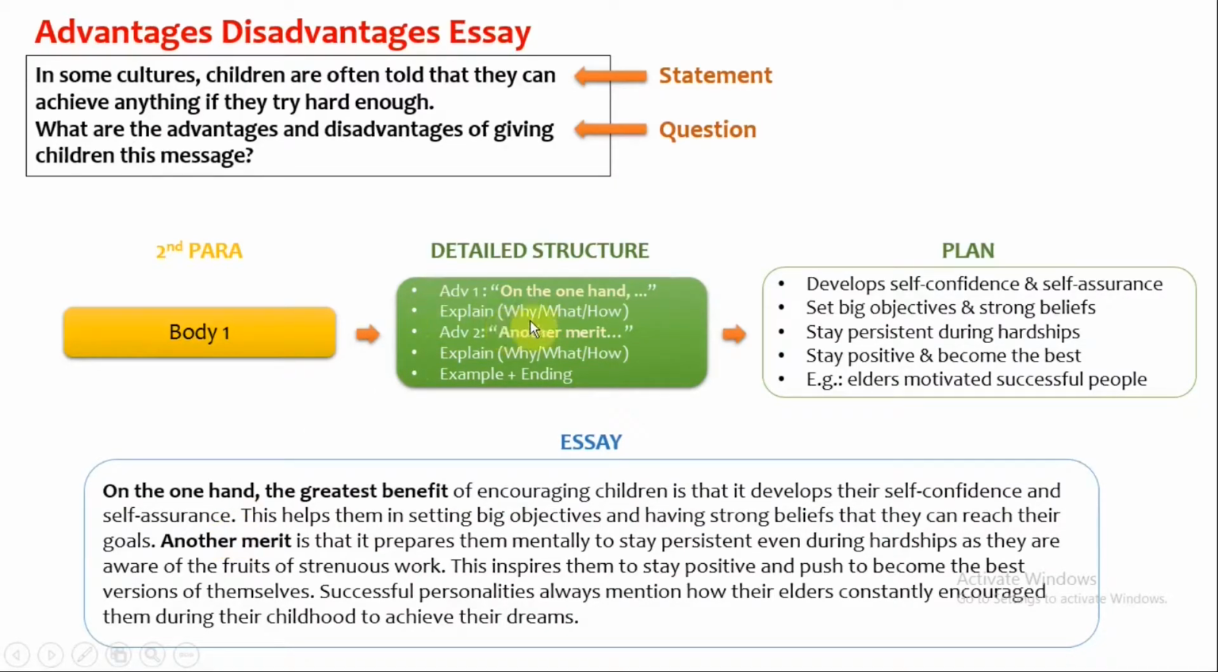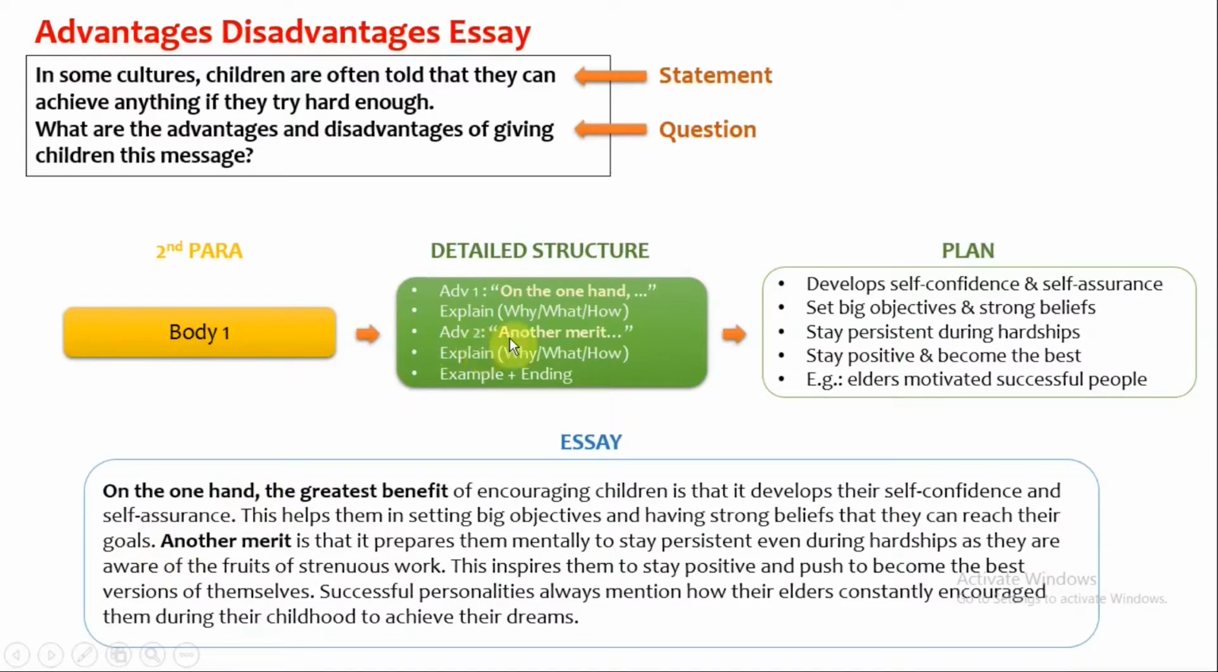Next, second sentence should explain the first sentence. You can explain the why, what or how of the advantage 1 to give explanation. Here, I am giving explanation for what. What will happen when students develop self-confidence? Plan says set big objectives and strong beliefs. So the second sentence will be, this helps them in setting big objectives and having strong beliefs that they can reach their goals.